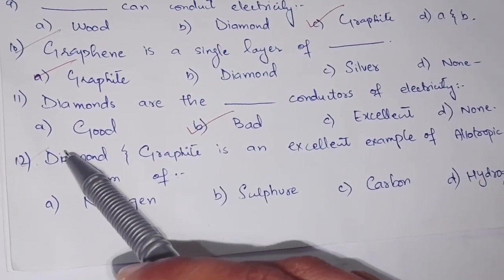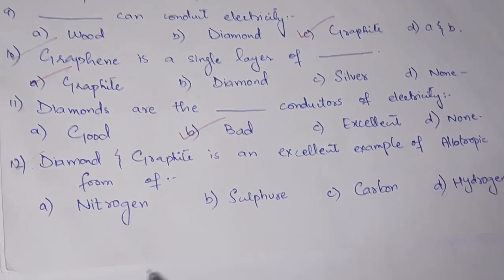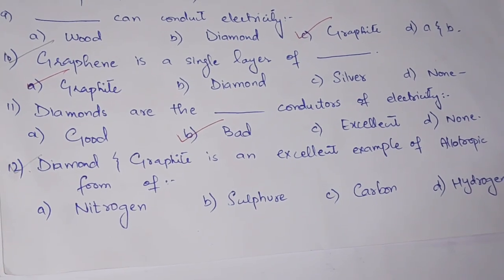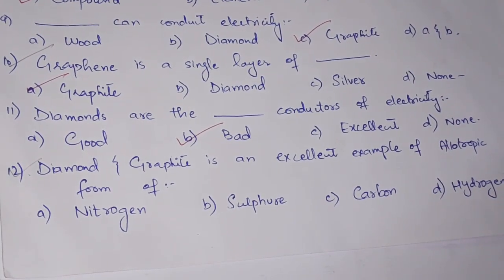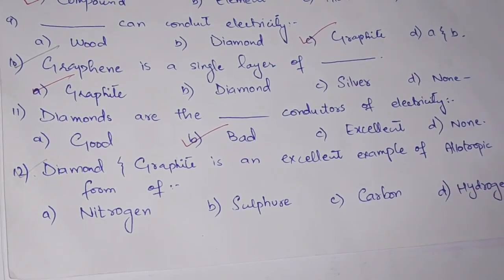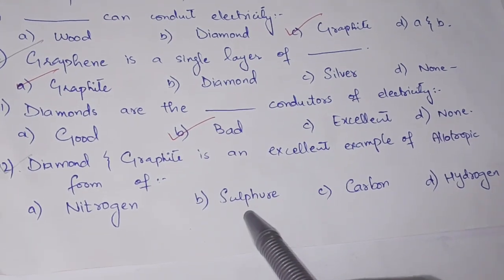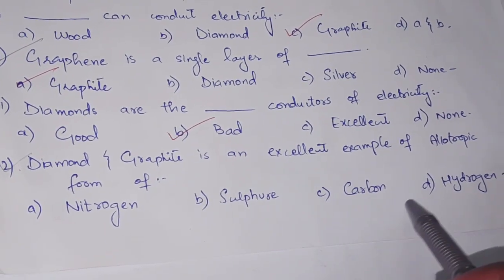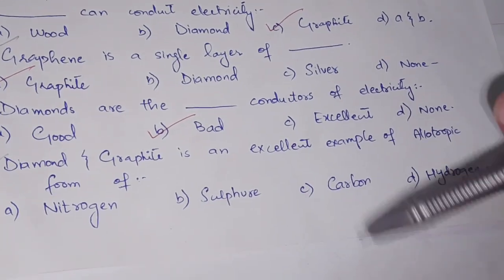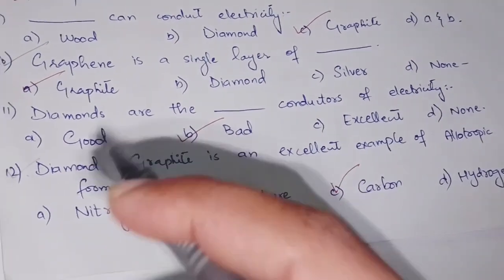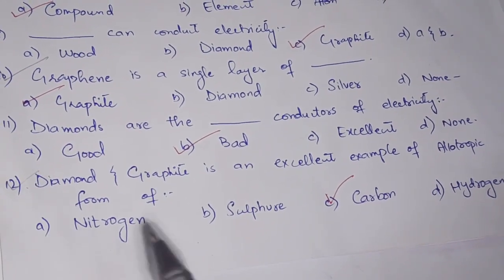We have the next MCQ: diamond and graphite are an example of the allotropic form of. Option A is nitrogen, B is sulfur, C is carbon, and D is hydrogen. When we look into the structure of diamond and graphite, we see carbon at almost every single point, so carbon is the correct option, as diamond and graphite are formed of carbon. So it is an example of the allotropic form of carbon.